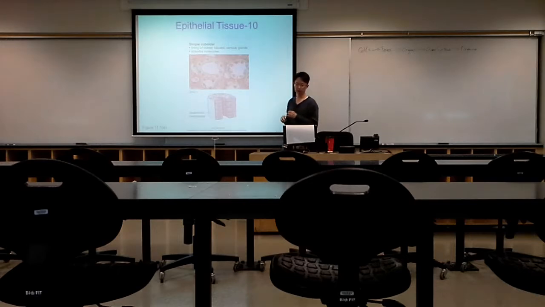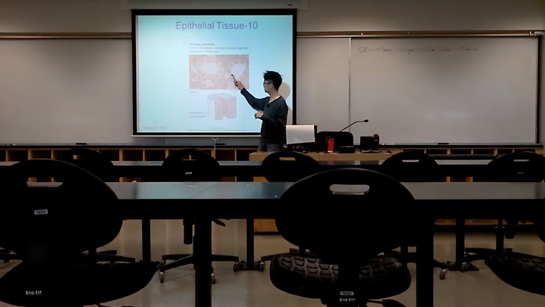Simple cuboidal. As the name suggests, they are like a square cube shape. They're characterized by the central gigantic round nucleus. You will see a central gigantic round nucleus, that is a cuboidal cell. They usually form the tubule or gland. As you can see, it looks like the opening of a gland or tubule here.